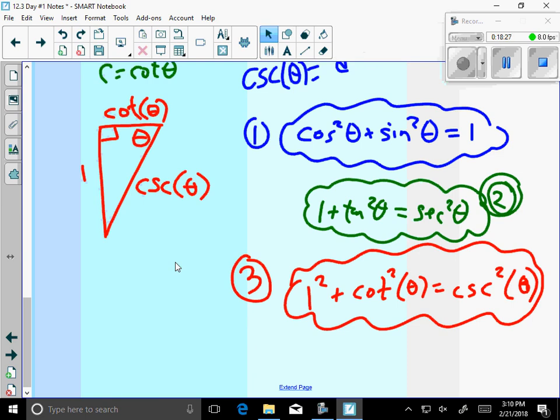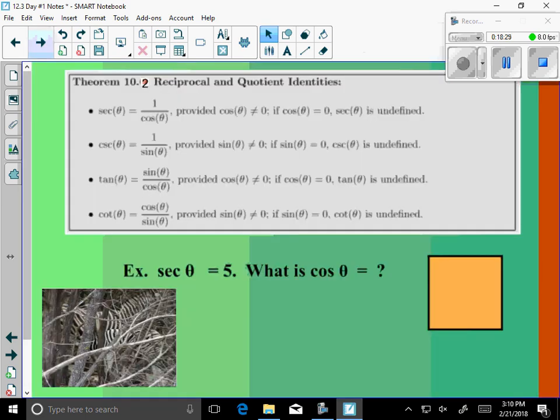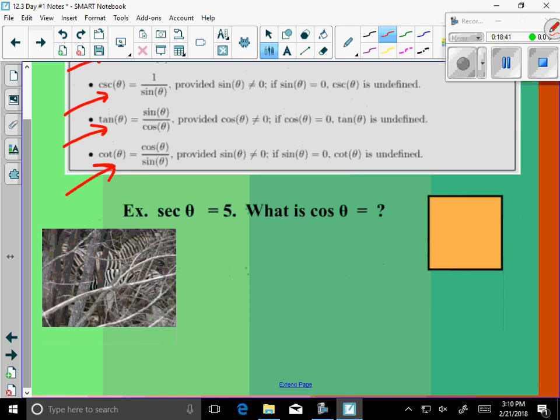Okay, one more slide. So here we are. As you can see, secant equals 1 over cosine, cosecant equals 1 over sine, tan equals sine over cosine, and therefore cotangent equals cosine over sine. So if the secant were 5, what is the cosine? Pause the video if you want to take a moment. Otherwise, I'll tell you, it's 1/5. It's just the reciprocal.